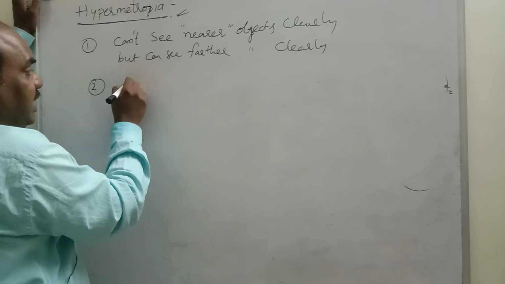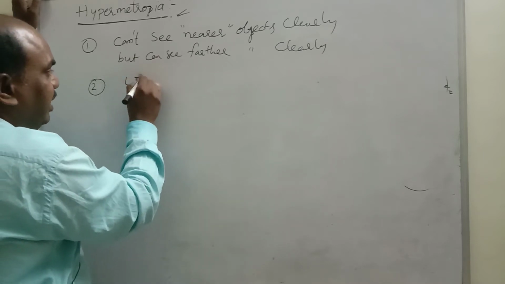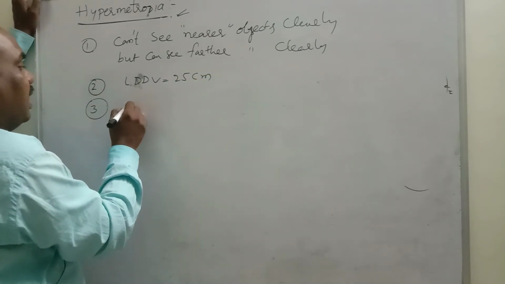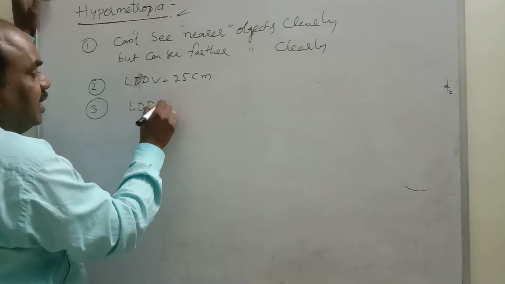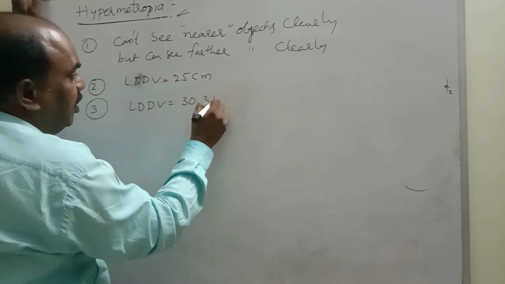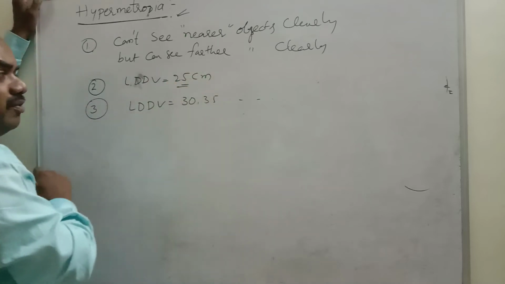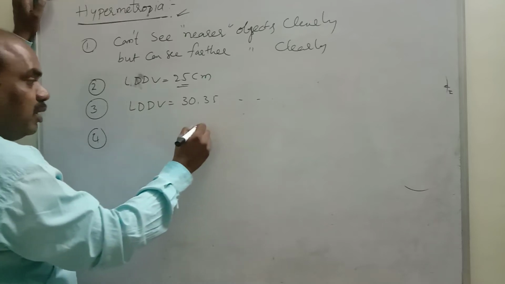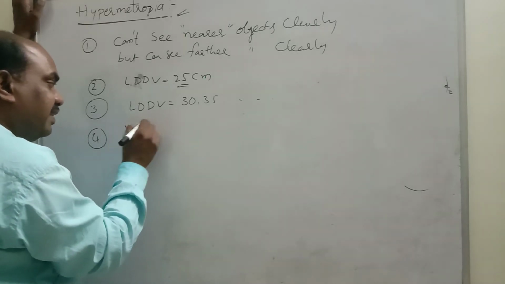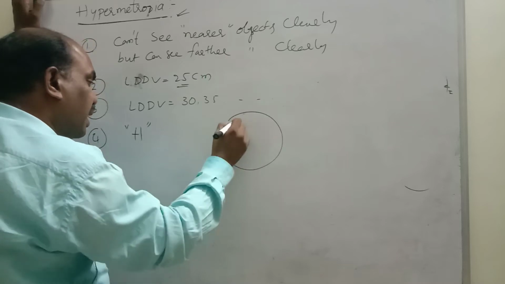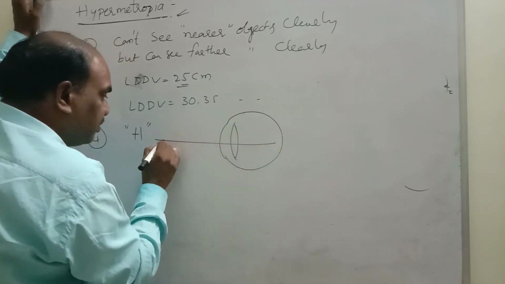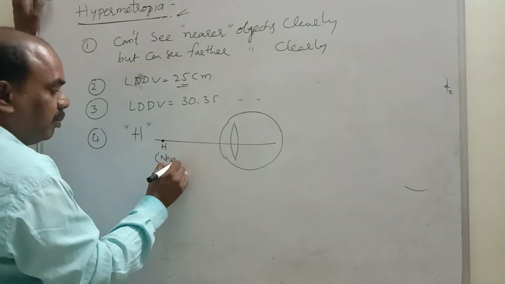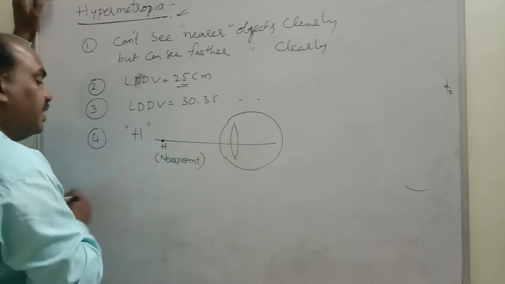Generally, for a healthy person the LDDV is 25 centimeter. But for a person suffering from hypermetropia, the LDDV may be 30 or 35 or 40, whatever it is, more than 25 centimeter. The minimum distance where the person suffering from hypermetropia can see is called near point H. This is called near point. Generally in textbooks we call it near point.